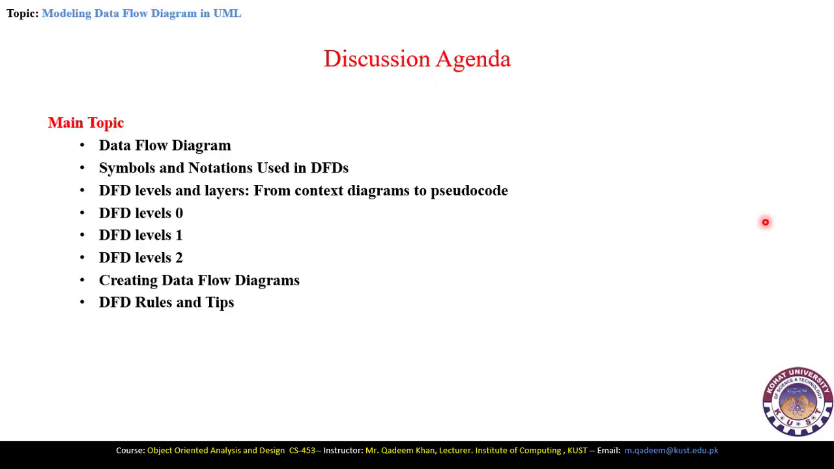This is the discussion agenda. It contains the topics of data flow diagram. Then we will discuss different symbols and notation used for the creation of the data flow diagrams. There are different layers or levels of the DFD. So we have three different levels, that is level 0, level 1, level 2. Mostly three layers are followed. Then we have creating data flow diagrams. Here we will provide you some examples of creation of the data flow diagrams, and at the end we have data flow diagram rules and tips.